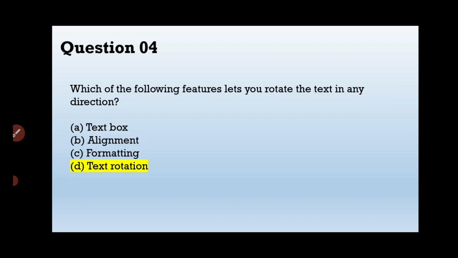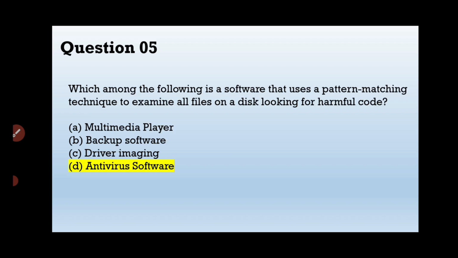Question number 4. Which of the following features let you rotate the text in any direction? Your correct option is option D, text rotation. Question number 5. Which among the following is a software that uses a pattern matching technique to examine all files on a disk looking for harmful code? Your correct option is option D, antivirus software.